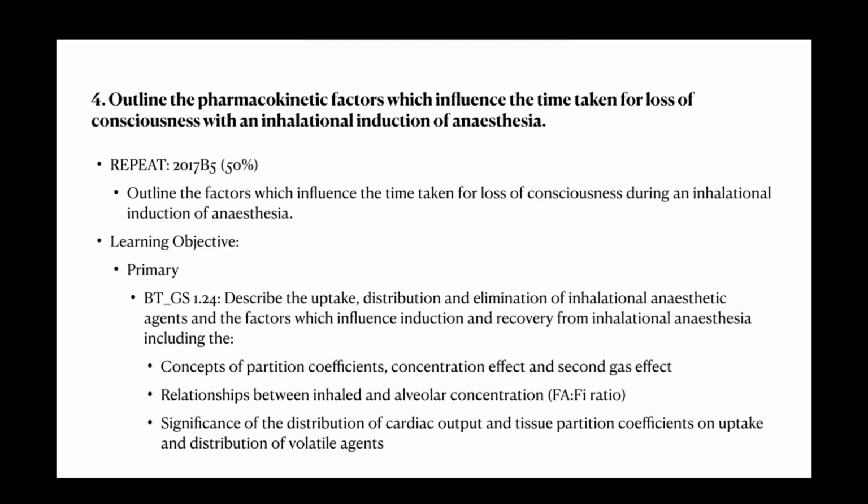When I say the money is in the third one, I think a lot of trainees would have been able to answer 1 and 2, and the third one's a little bit harder to discuss. But I have videos on this with regards to time constants in tissues and how it's related to the cardiac output, the tissue size, as well as the partition coefficient. So have a look at that if you haven't already, to give you an idea of how to answer this question.